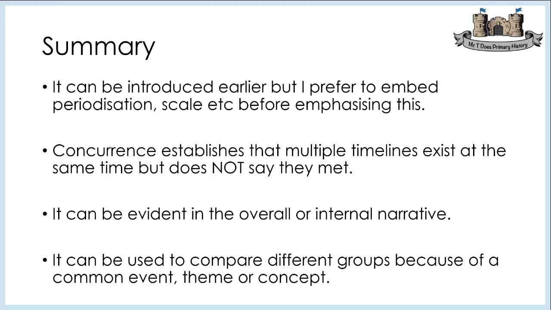Concurrence can be evident in either the overall narrative, which is the examples I showed, or the internal narrative. The perfect example for that is the Anglo-Saxon and Viking conflict, where you'll have singular events that impact on both the Viking and Anglo-Saxon timeline. Concurrence can be used to compare different groups because of a common event, a theme, or a concept. And there we go. So that's concurrence.